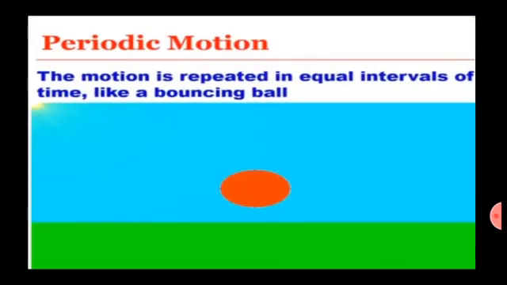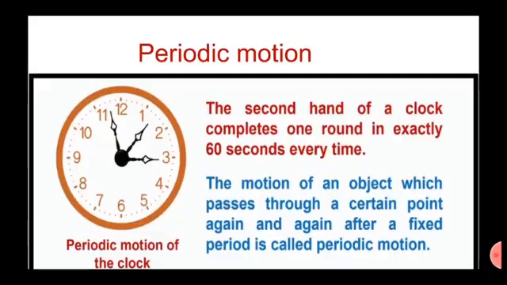Periodic motion. The motion of a moving object in which it passes through a certain point again and again after a fixed period is called periodic motion. The second hand of a clock completes one round in exactly 60 seconds every time. The motion of an object which passes through a certain point again and again after a fixed period is called periodic motion. The minute hand of a clock completes one round in exactly 60 minutes every time.